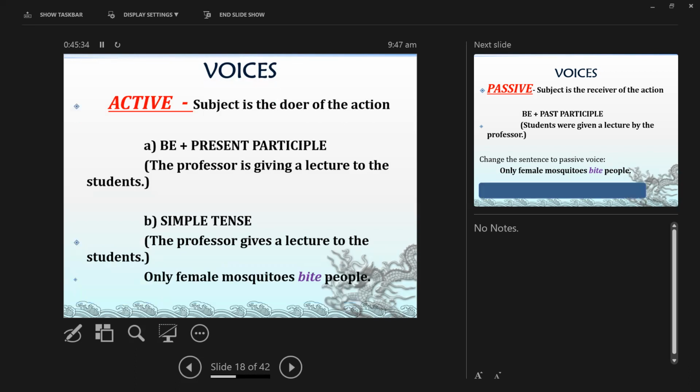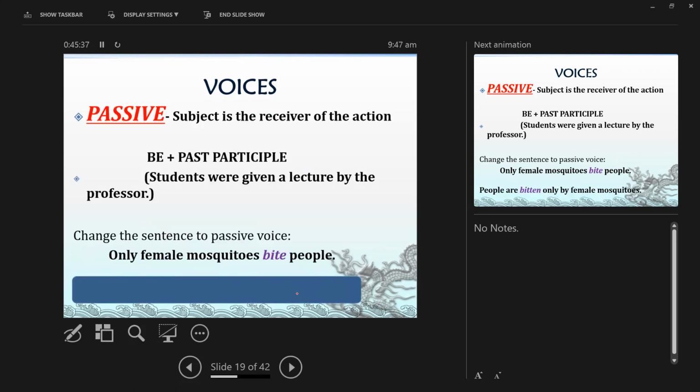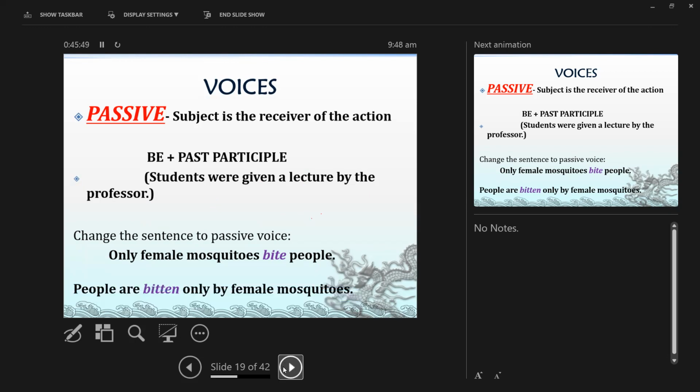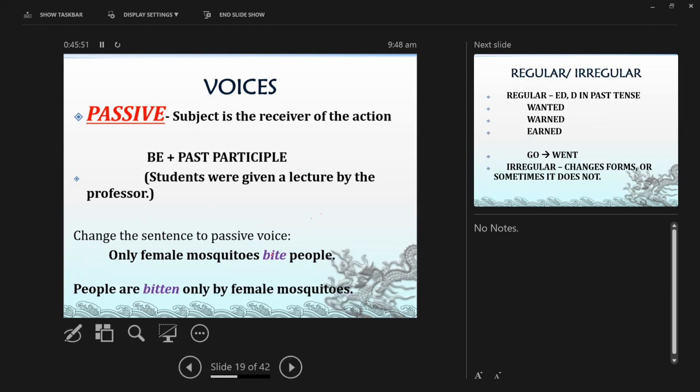So passive voice earlier, sorry, wrong click. Okay. Students were given a lecture by the professor. So the answer is, people are bitten only by female mosquitoes. They have the same meaning, but they were rearranged into different voices. The first one is an active sentence, and the second one is a passive sentence. People are bitten only by female mosquitoes.